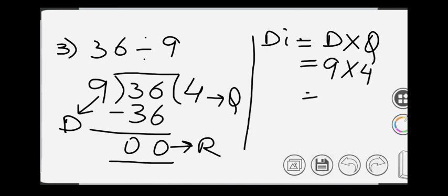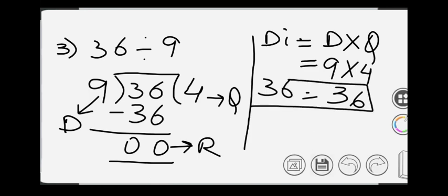So 9 4s are 36. And here our dividend is also 36, and it is matching up with our right hand side. So as they both are equal, that means this question is also correct. We have verified our question. Now let us see the last question of this. Let us take 56 divided by 7.